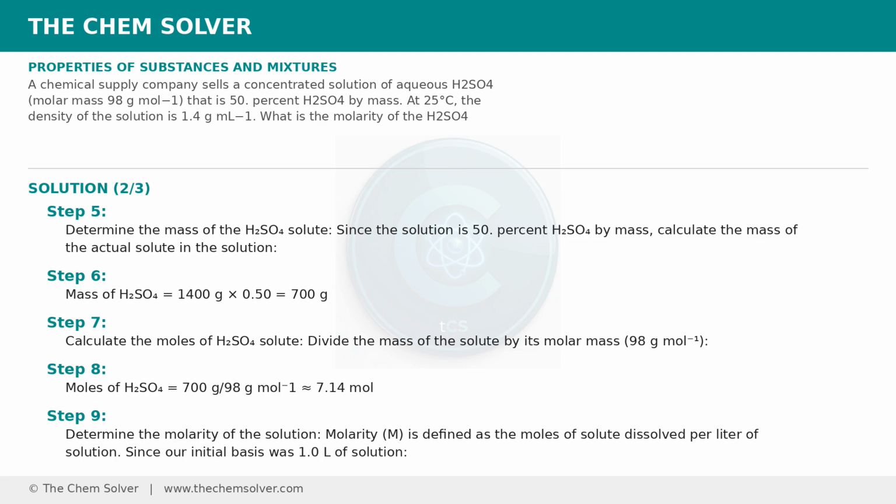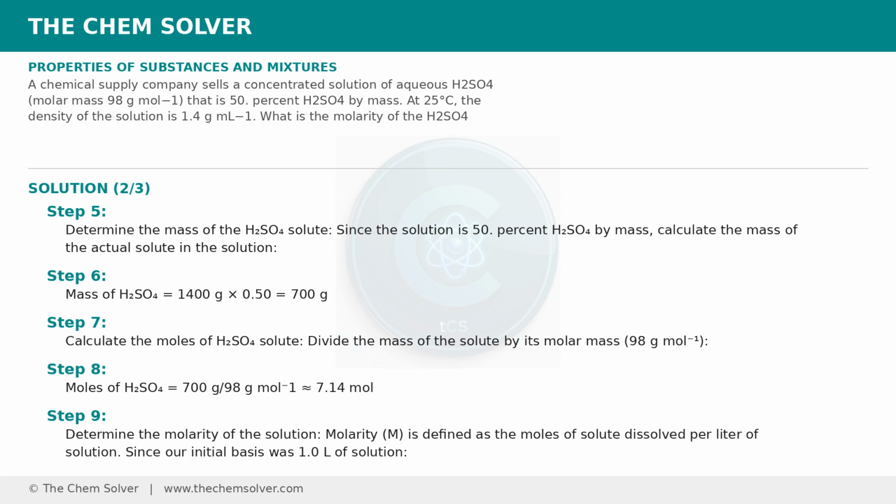Calculate the moles of H2SO4 solute. Divide the mass of the solute by its molar mass, 98 g mol^-1. Moles of H2SO4 is equal to 700 grams over 98 g mol^-1, approximately 7.14 moles.